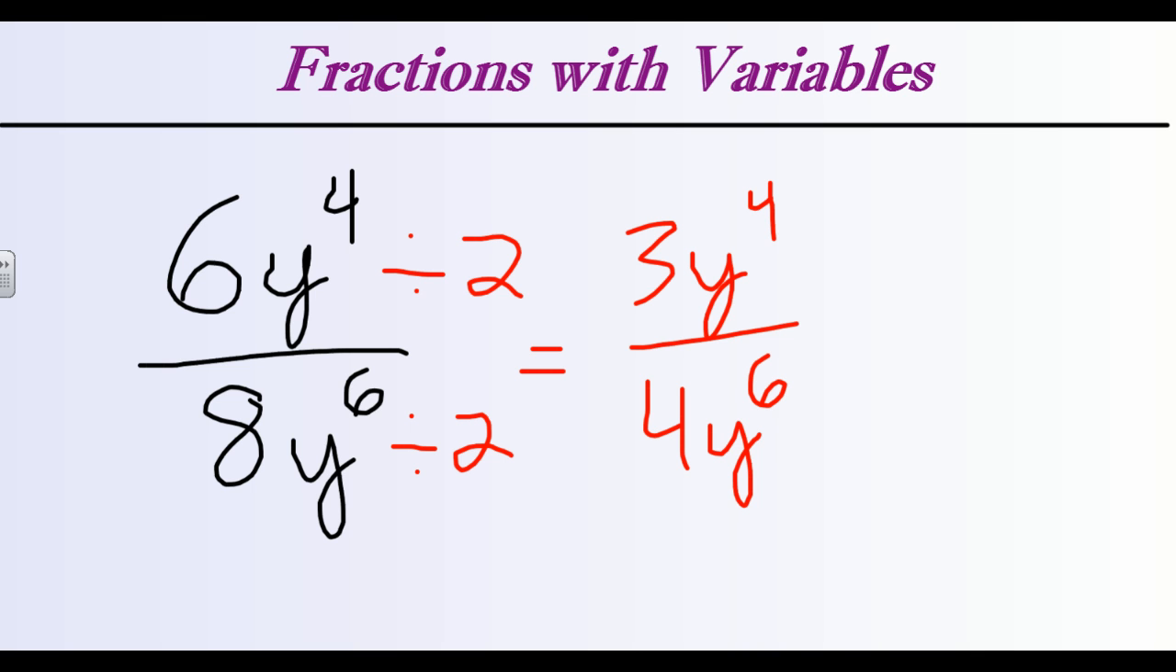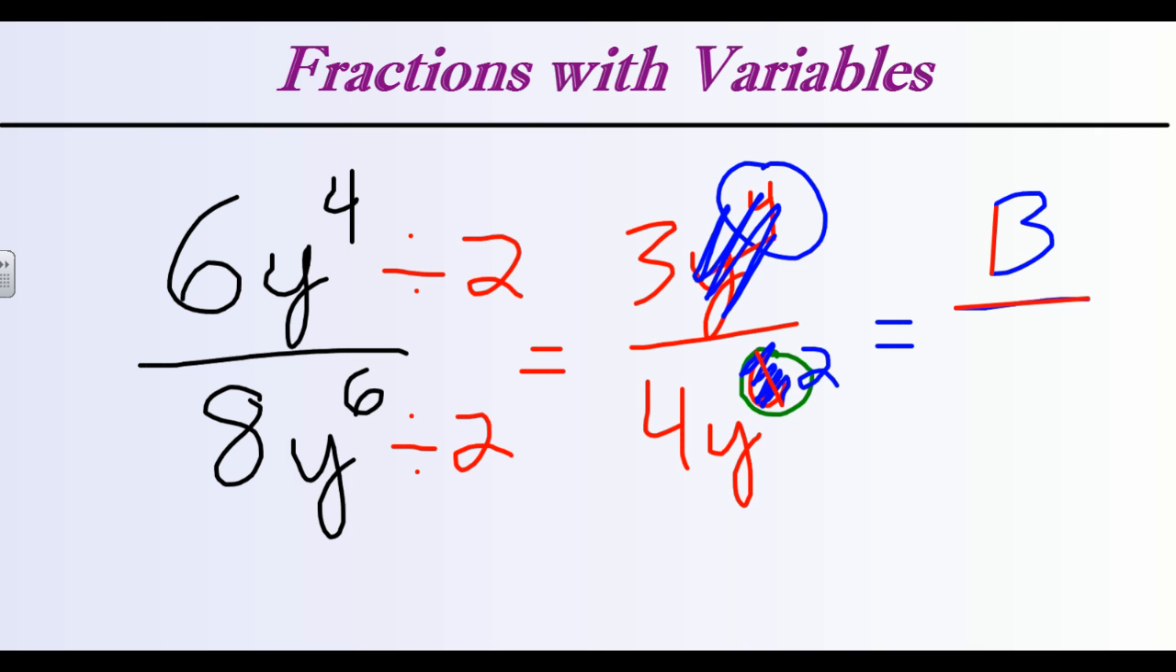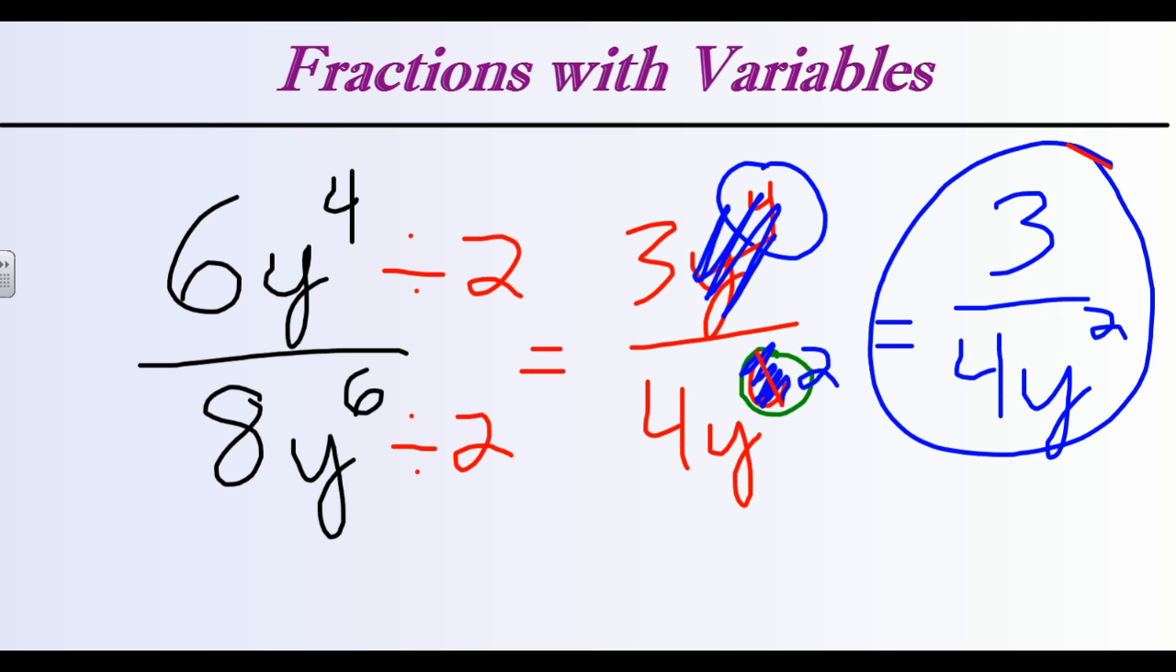Now we can cancel the variables. The denominator has 6 y's, where the numerator has 4 y's. Now 6 is greater than 4, so we can cancel all 4 y's from the numerator with 4 of them from the denominator. If we take 4 out from the denominator, we're left with 2. So in the numerator we just have 3 left, and in the denominator we have a 4, as well as a y squared. So our simplified fraction is 3 over 4y squared.